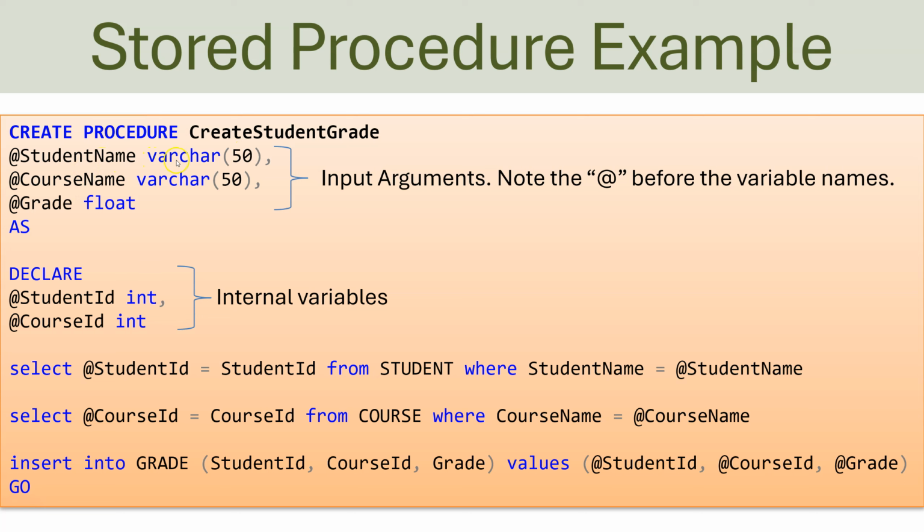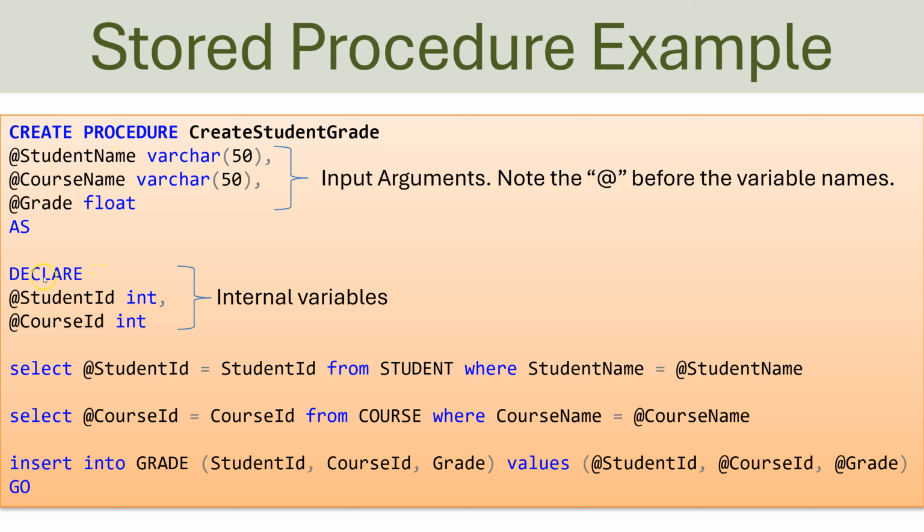In this case the student name is a varchar 50, and the course name is varchar 50, and the grade is a floating number. And also note that this @ symbol is used in SQL Server to specify that this is a variable. So these are 3 different input variables, and then we need to specify this @ symbol in front of each variable name.